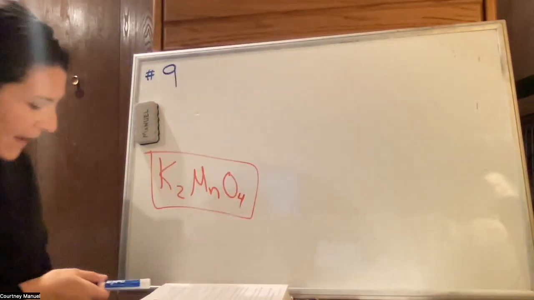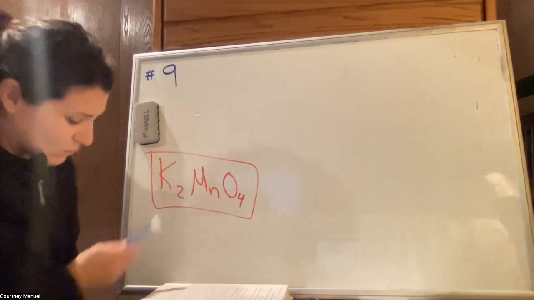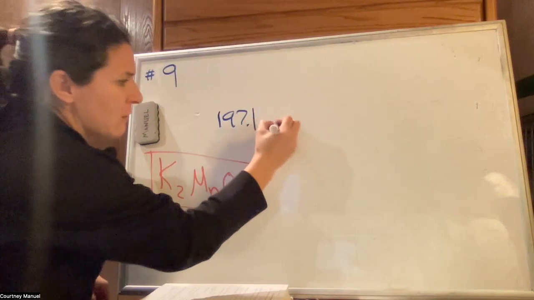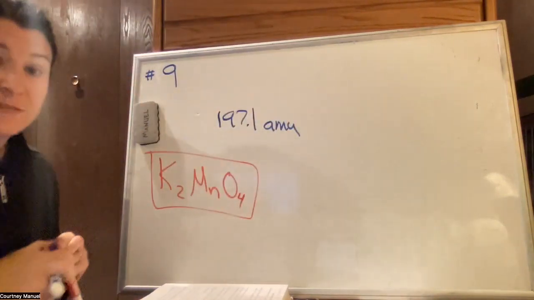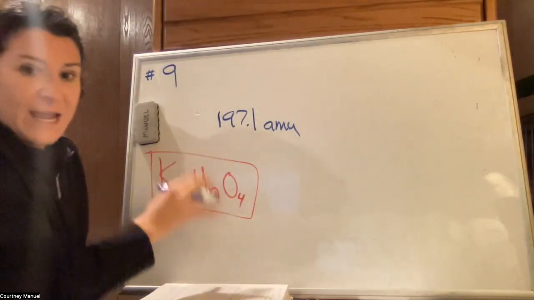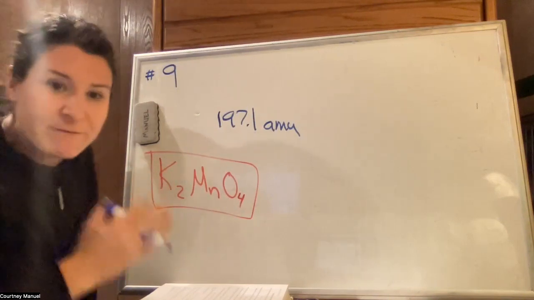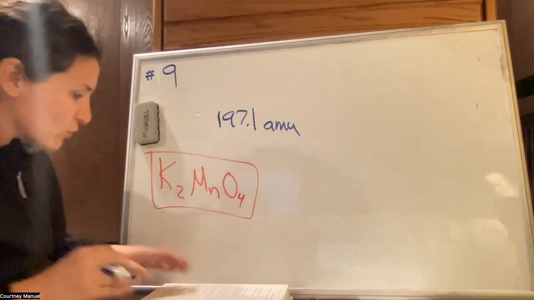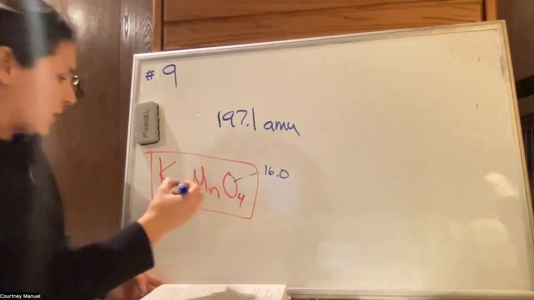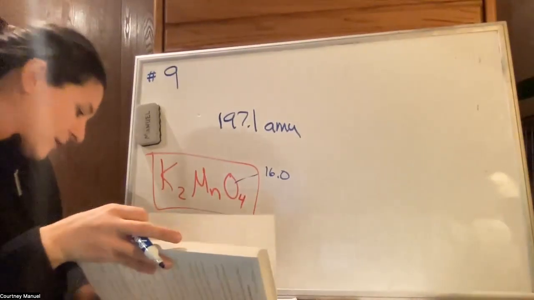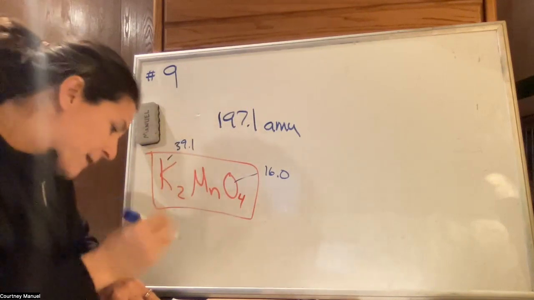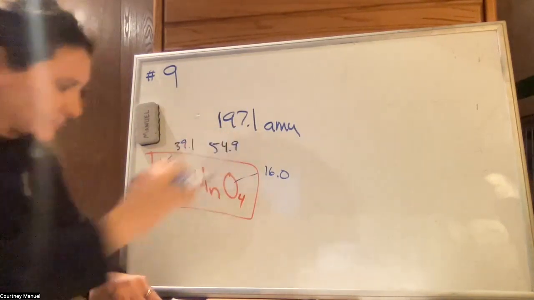Number 9 says the mass of the molecule above, that's this one, is 197.1 AMUs. What's its molecular formula? So we need to break down what this actually weighs and then how close we are to that number, or by what factor we need to multiply it by to change it. So we have O is our 16.0, our potassium. Oh, we just had these all written down, didn't we? Hopefully you still have yours. Potassium is 39.1 and manganese is 54.9.